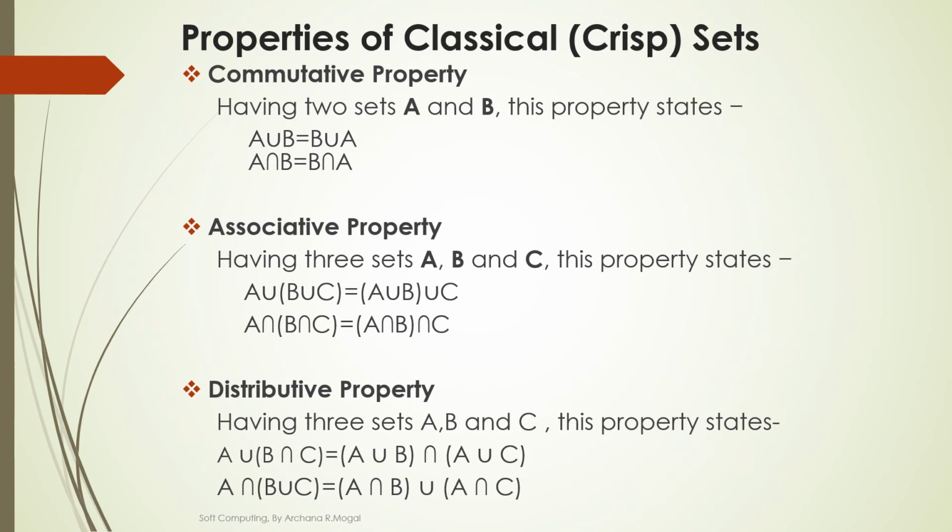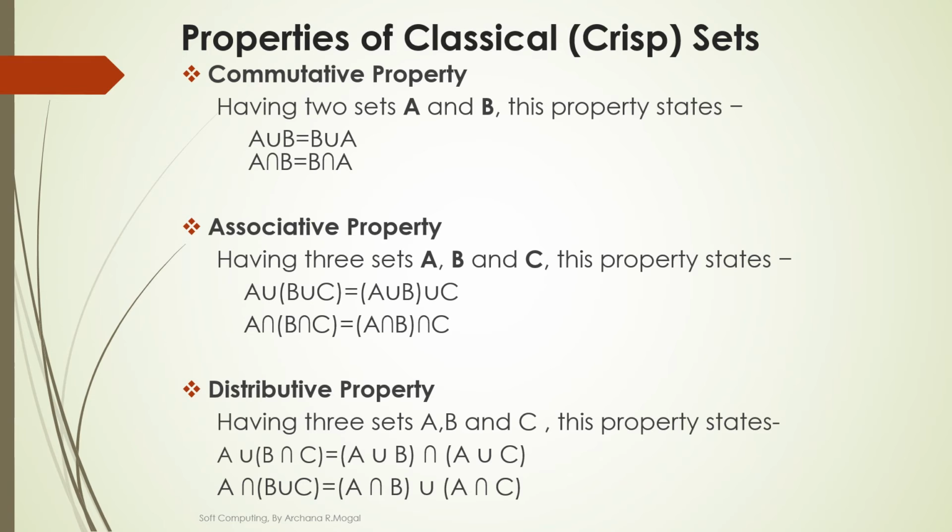Now we will see properties of classical sets. Properties of sets play an important role in obtaining the solution. Following are the different properties of classical sets. The first property is the commutative property. If there are two sets A and B, then this property states that A union B is equal to B union A, and A intersection B is equal to B intersection A.